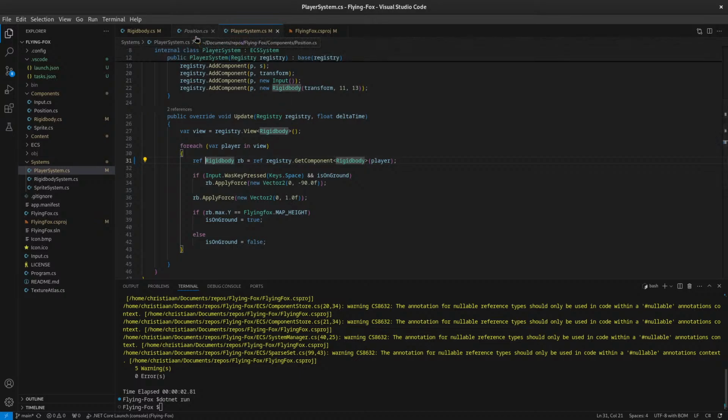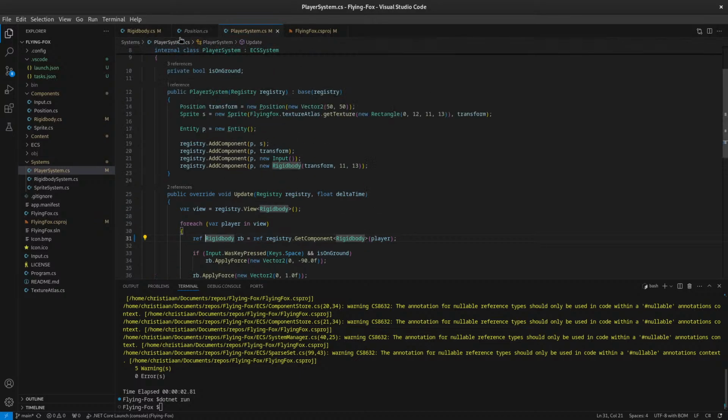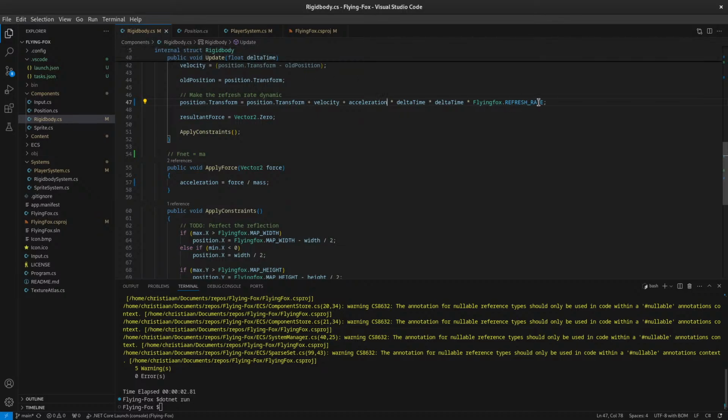Okay, next problem. We are updating this by refresh rate. That is incorrect, and that is because the formula for Verlet integration is a bit different. Let me just get out my system here and show you again.